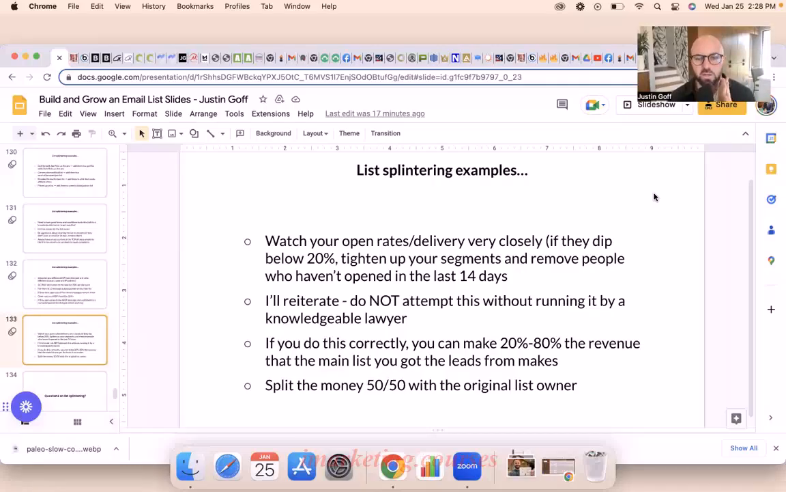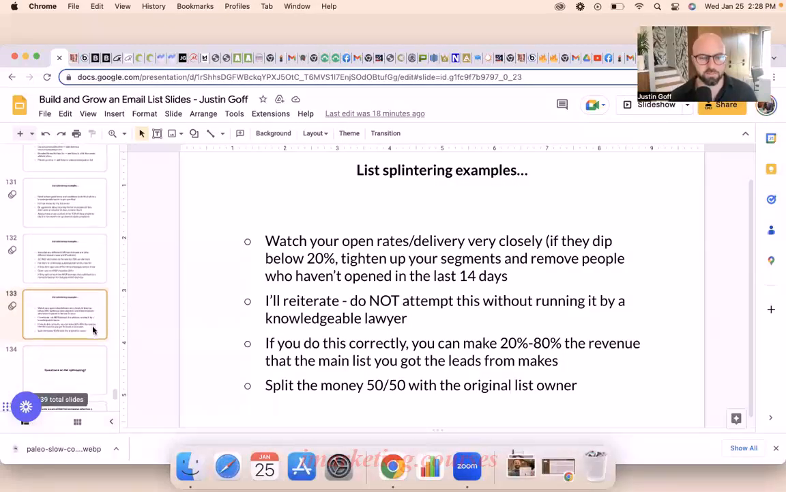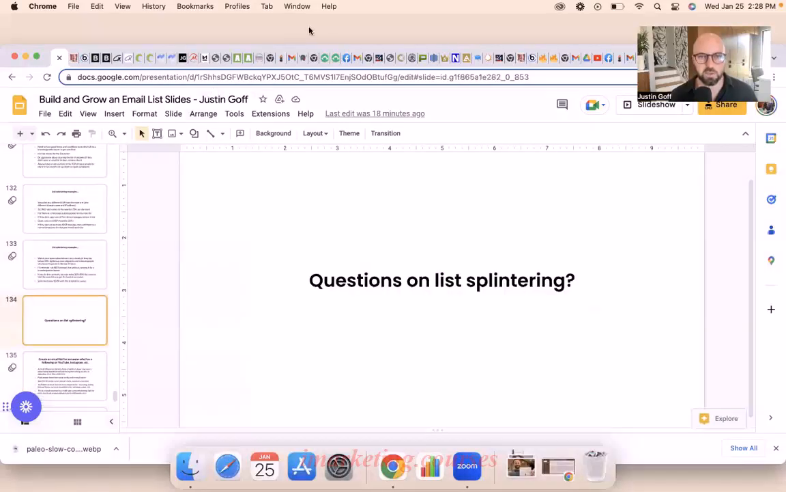If you do all this correctly, you can make 20 to 80% of the revenue that the main list makes, and you're basically getting 50% of that. So it's a pretty sweet way to, like I said, acquire a pretty large list. I mean, you could acquire a 10,000 person list. You could acquire a 100,000 person list. Really kind of up to you and your networking skills to do that. So that's list splintering. Any questions do you have on list splintering?